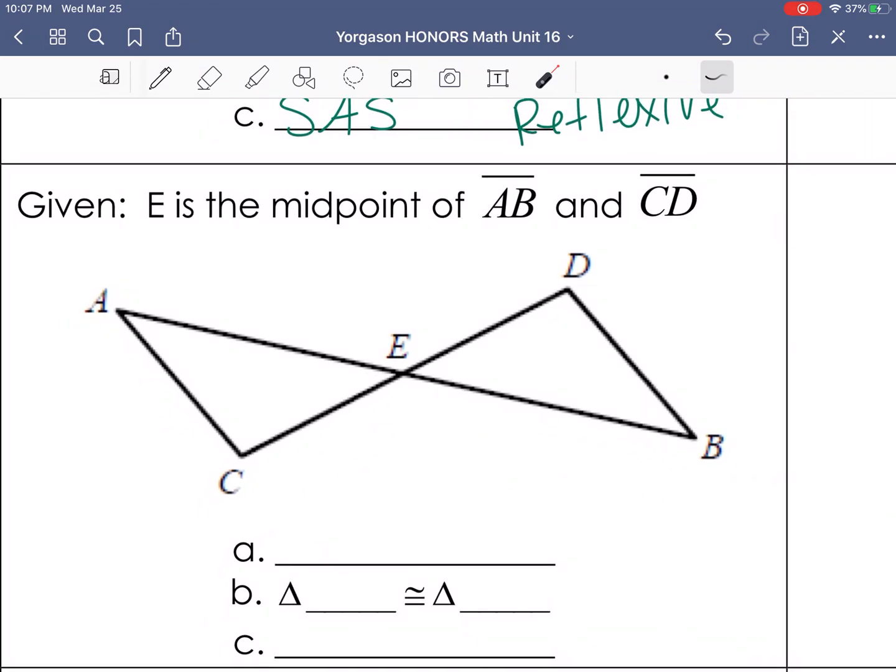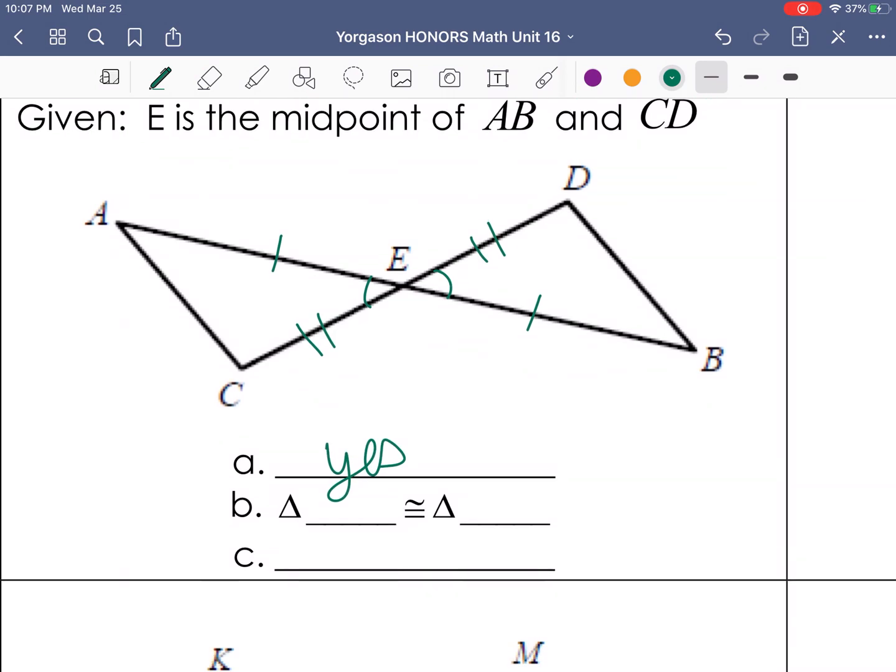E is the midpoint. Because it's the midpoint of AB, then we know that those two lengths are congruent. Midpoint is the middle of those lengths. And it's the midpoint of CD, so we know that those two lengths are equal to each other as well. And we have some vertical angles here, right? So I'm going to say yes, these are congruent also by side angle side. I promise there are others, they're not always side angle side.